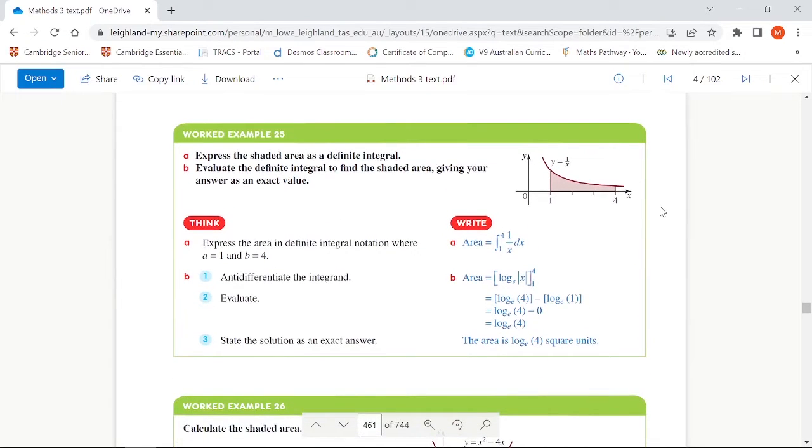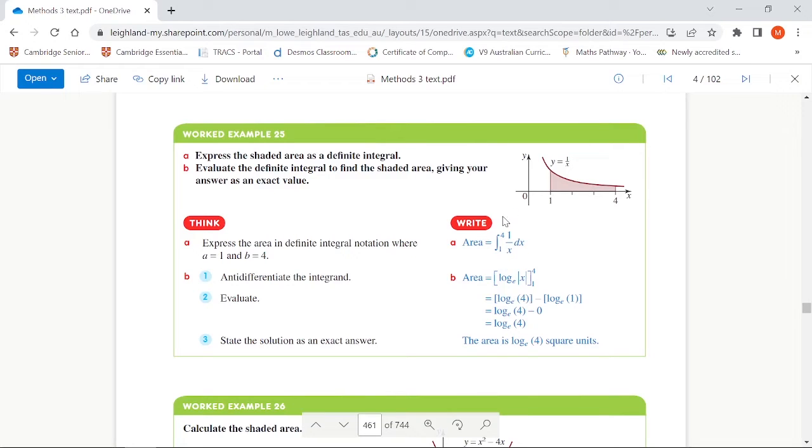Okay, so first example here, express the shaded area as a definite integral, part A. Well, that's all just above the x-axis, so that's nice and straightforward. Okay, so it's just going to be the definite integral from 1 to 4, and so those are our limits. The lower one, the one on the bottom, will be our leftmost value. Okay, so the 1 goes there. And then the 4 is our upper limit. And our function is 1 over x.